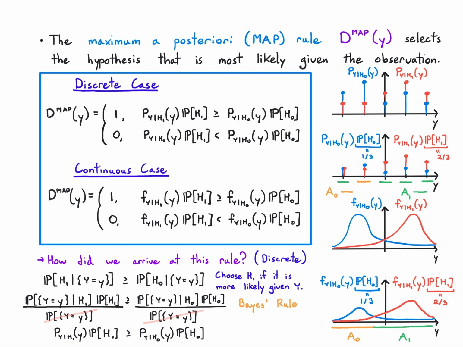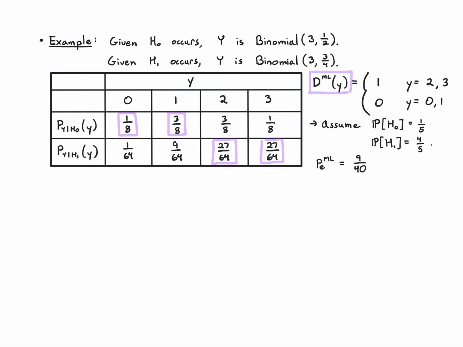Okay, let's go back to our example and see how the MAP rule applies. What I want to know here, I already worked out the ML rule, I worked out its probability of error. So what is the corresponding MAP rule in this setting? And what is the probability of error and how do they compare?